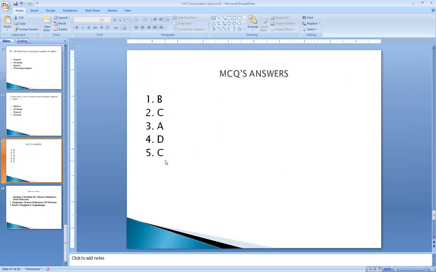So with the help of these, we have come across how to calculate the HCF under the factorization method in this session. Thank you.